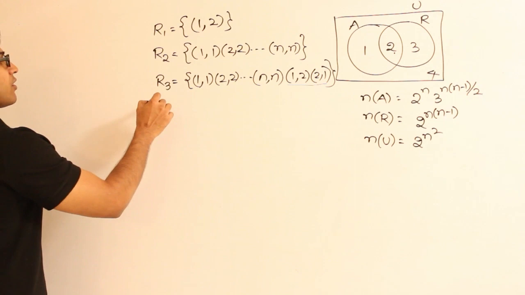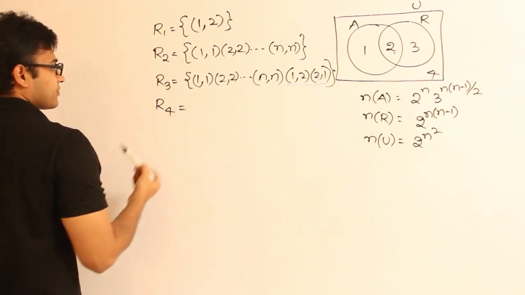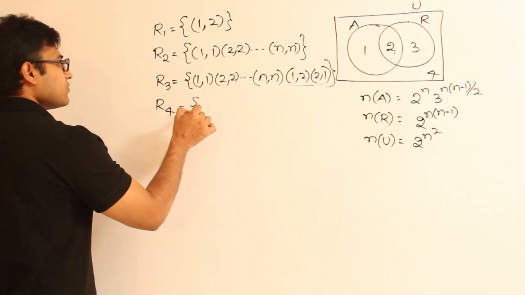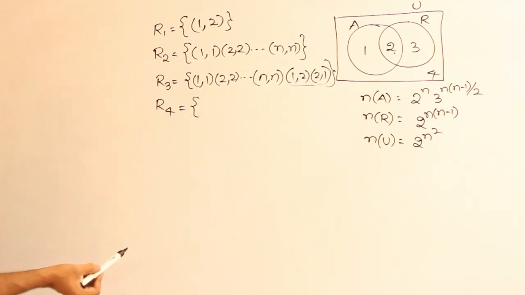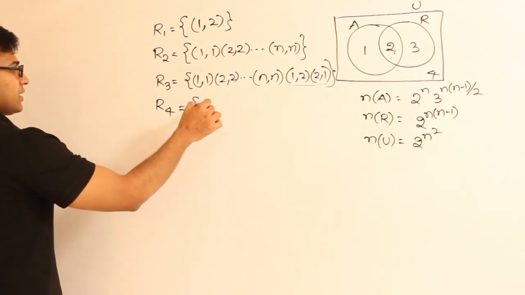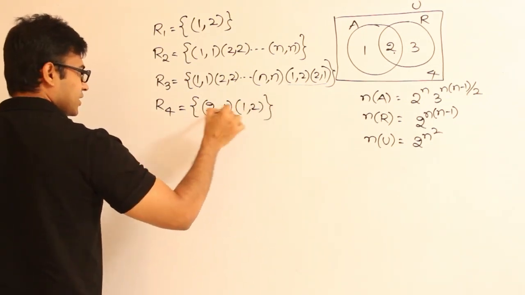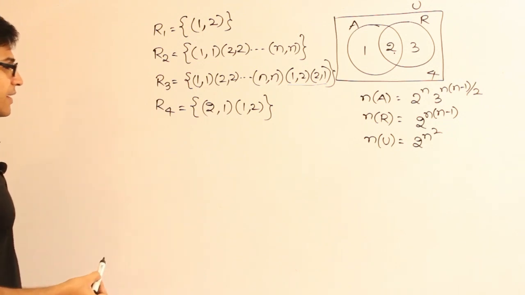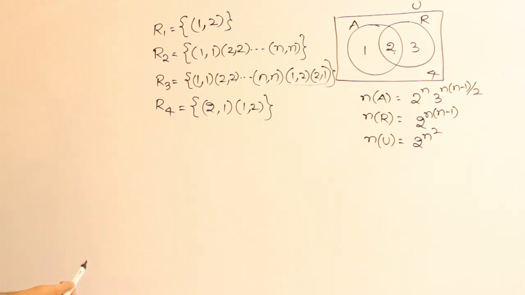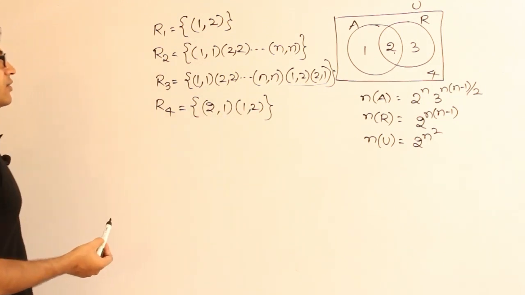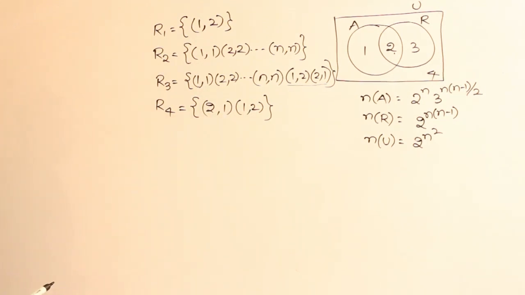Now can you justify region number 4 as well? How to find out whether something exists in region number 4 or not? Can you find any relation which is neither reflexive nor antisymmetric? Yes, you can simply put 2 comma 1 and 1 comma 2. It is definitely not reflexive because it does not contain all the diagonal elements, and it is not antisymmetric because it contains x comma y and y comma x. Therefore all the regions are justifiable.